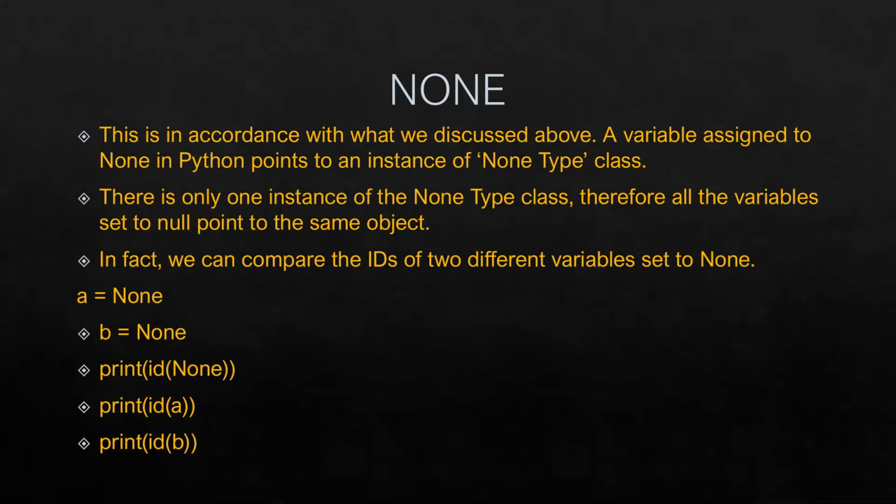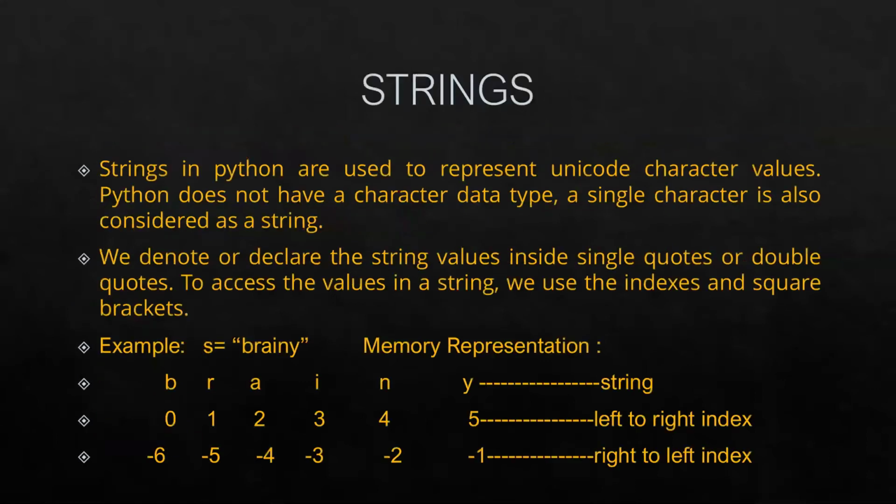And we can compare this by using their IDs, which are nothing but their memory addresses. In Python, a memory address can be obtained by using a function called id, and it gives us the id or memory address of a variable. Let us see this in the IDE.